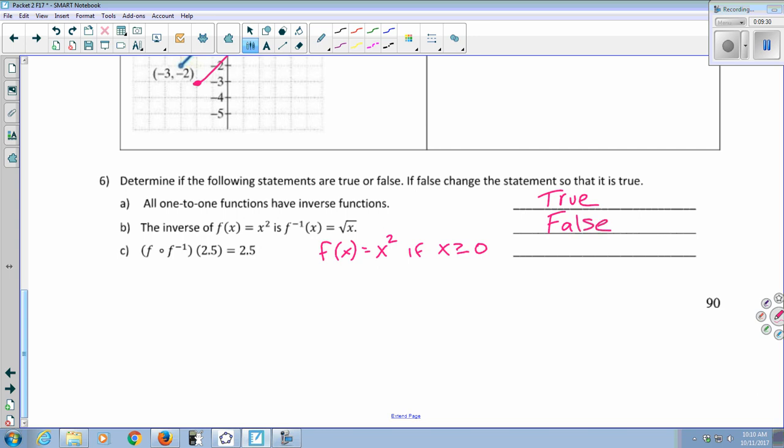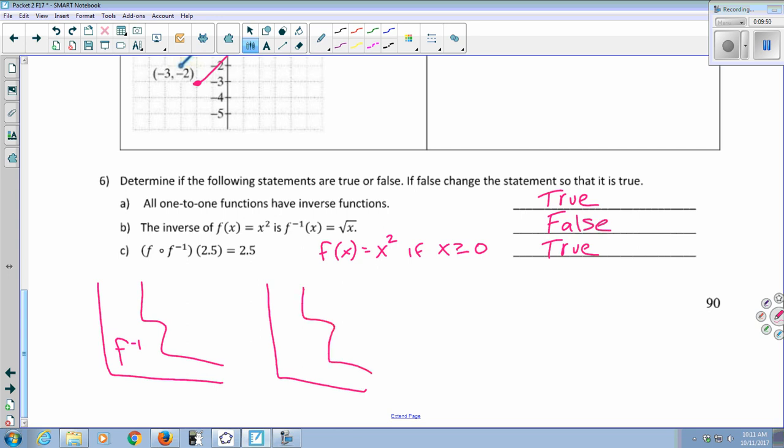And then f composed with f inverse of 2.5 is 2.5. That is true, right? Because inverse functions undo each other. So if you plug a 2.5 into f inverse machine, right? F inverse and f are machines that undo what the other one did, right? So if I put a 2.5 into f inverse, something comes out, I don't know. But f undoes whatever f inverse did. So whatever came out of f inverse, you put it into f, 2.5 should come back out.